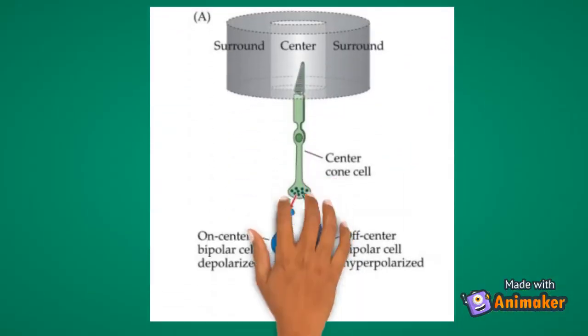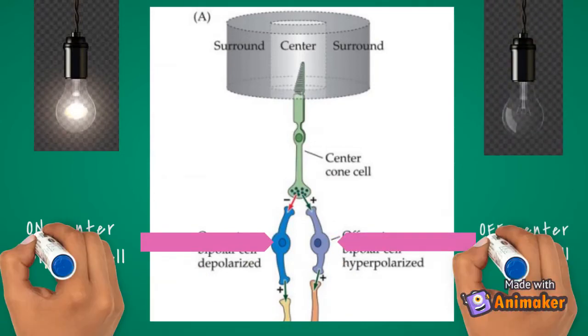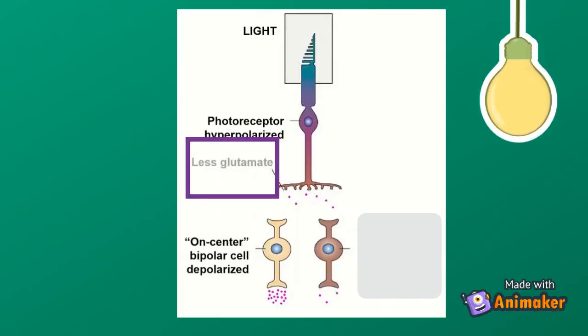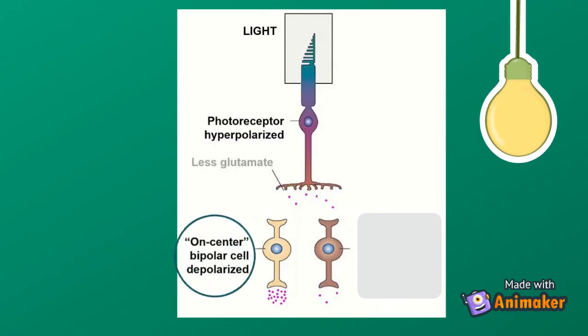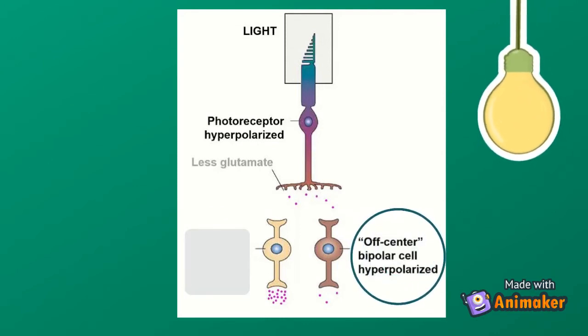On-center bipolar cells signal light increments, and off-center bipolar cells signal light decrements. Glutamate is a neurotransmitter released by the photoreceptors, which has different effects on the two types of bipolar cells. During light stimulation, less glutamate is released. For on-center bipolar cells, glutamate is inhibitory. When there is a reduction in its release, excitation of the bipolar cells takes place. This is known as depolarization. For off-center bipolar cells, glutamate has the opposite effect, meaning that it is excitatory. When there is a decrease in glutamate release, inhibition of the bipolar cells takes place, and the cell is hyperpolarized.